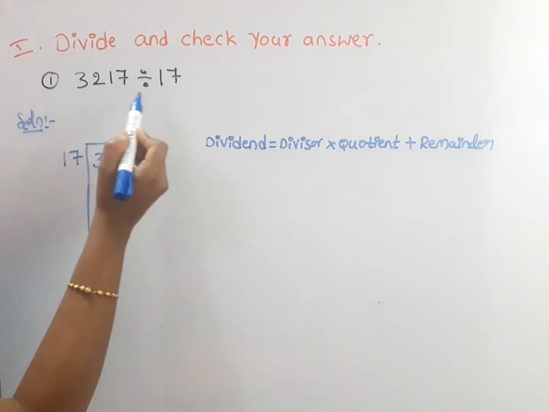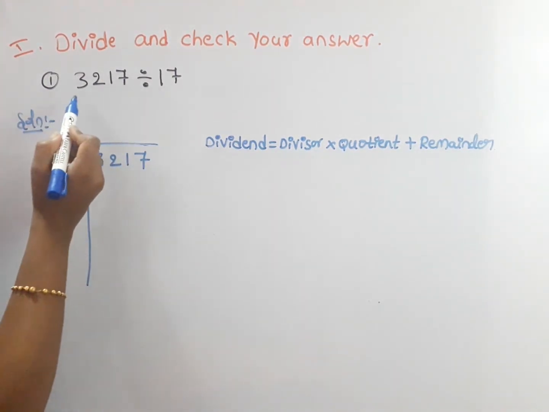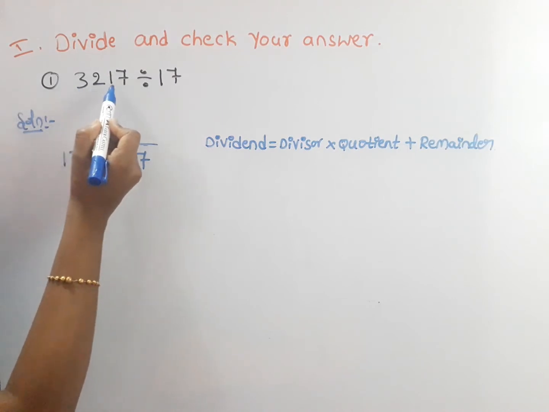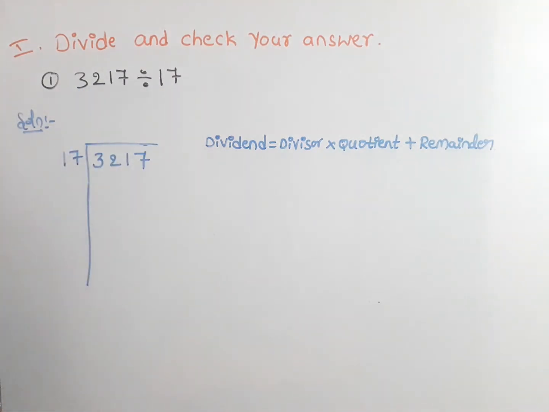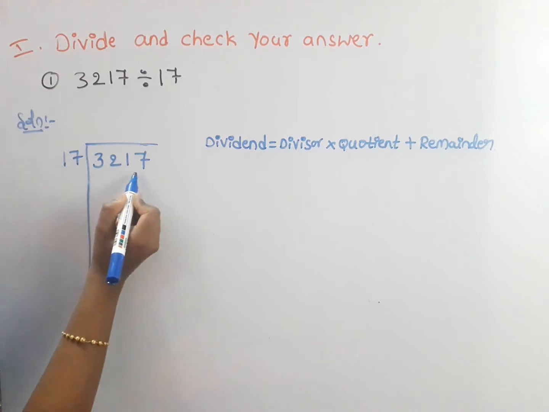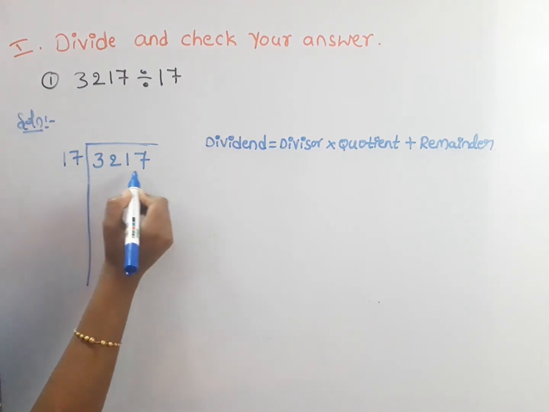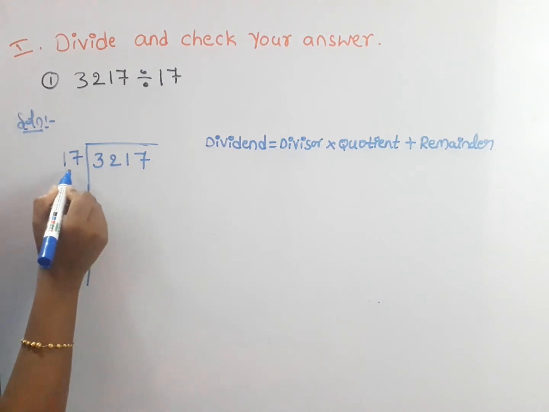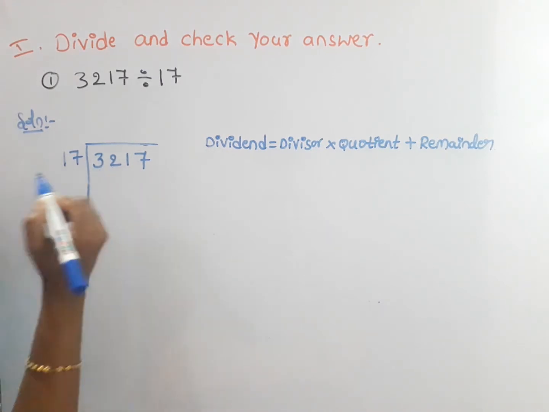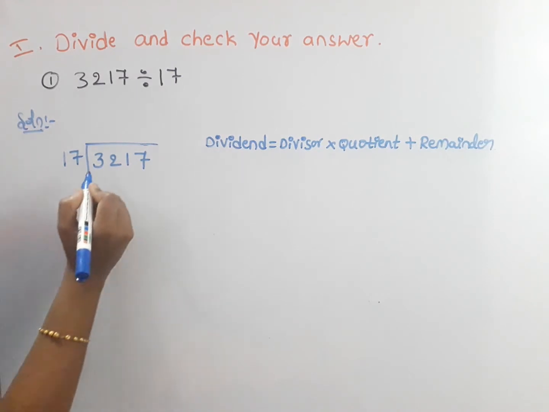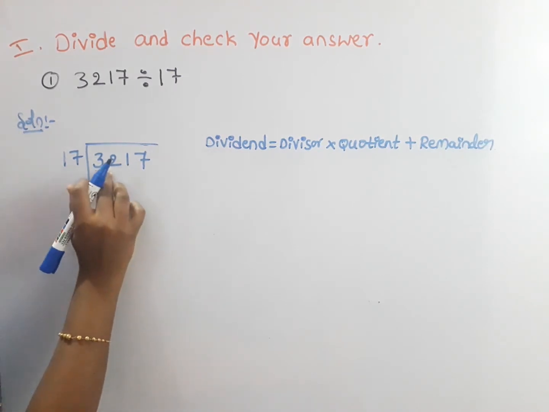Let us take a few examples on division. The first problem: divide 3217 by 17. Here write the numbers according to the order. This is the divisor, this is the dividend. In the divisor two digits are there, so you can take two digits here. 17 ones are 17, 17 twos are 34. 34 is greater than 32.